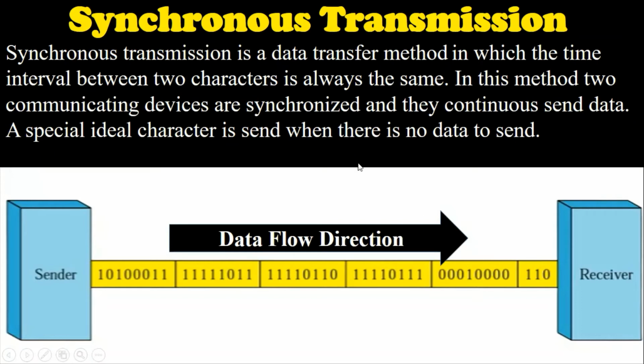Clear? So this is the synchronous transmission method in which character by character data is sent towards the receiver and there is no time interval, or the time interval is the same, but there is no start and stop bit. We can see there is no start and stop bit as in the previous one. That one is the asynchronous transmission method, in which there is a start and stop bit after each character.